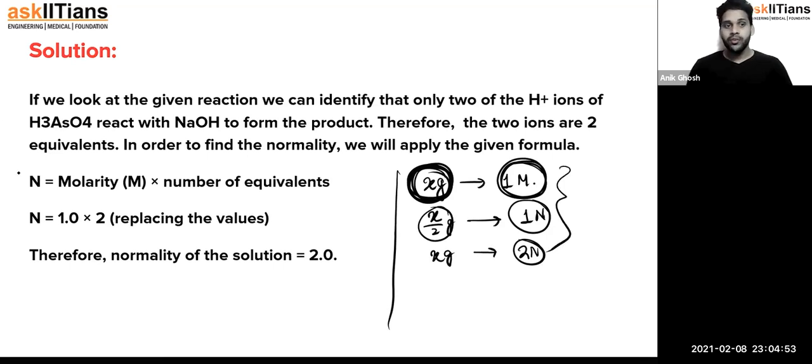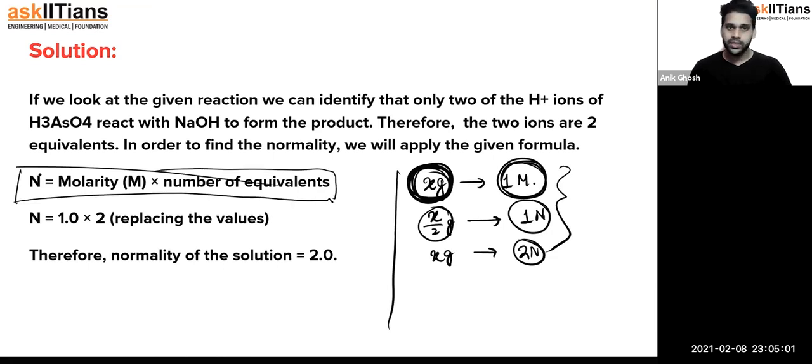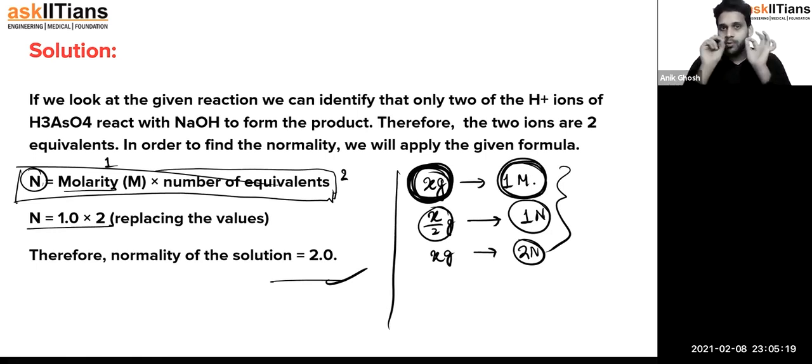Otherwise, you can try to memorize this equation: normality equals molarity into number of equivalents. The equivalence is 2 over here, molarity is 1. You just put the values and you get it. This is like when you are a calculator or a robot, you just remember this and put the values in. And the way I have taught you right now is the understanding with the concepts. This way you can understand it, and this way you can get the answer faster.